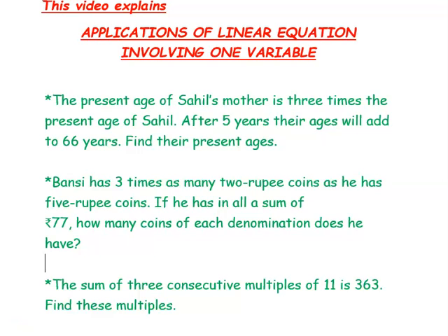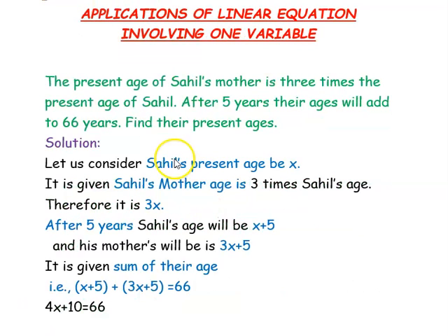In this video, we are going to see a few applications of linear equations involving one variable with various examples. Now we'll see the first question. The present age of Sahil's mother is 3 times the present age of Sahil. After 5 years, their ages will add to 66 years. Find their present ages. So, solution.